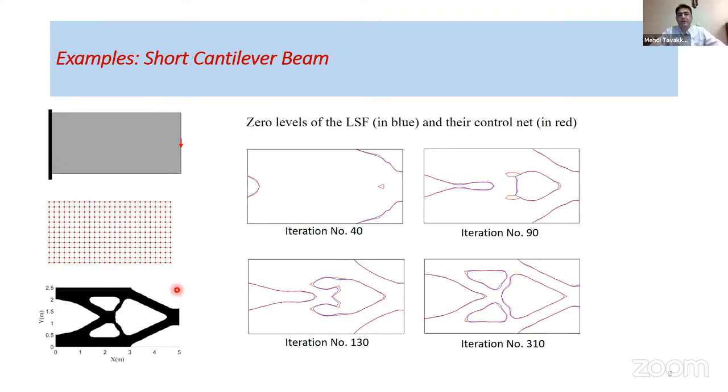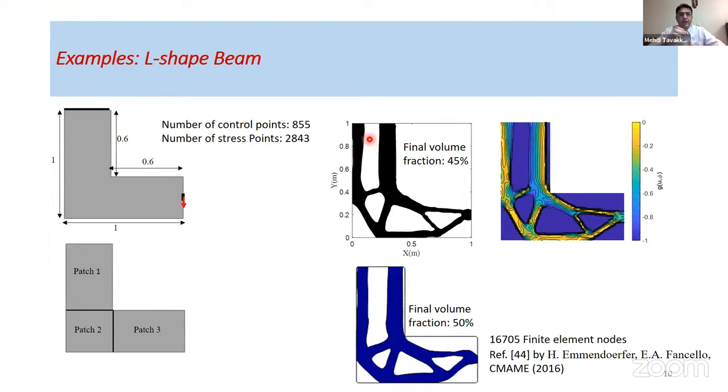the 325 control points model. As you see, there is a hole here in the zero level of the control net in comparison with the level set function itself. And for the stress problem, an L-shaped beam is considered here, modeled by 855 control points. The method is able to remove the stress concentration from this point. And also the results are in good agreement with literature, as compared in the paper and shown here, while we actually have a smaller number of control points or smaller number of degrees of freedom in our problem.